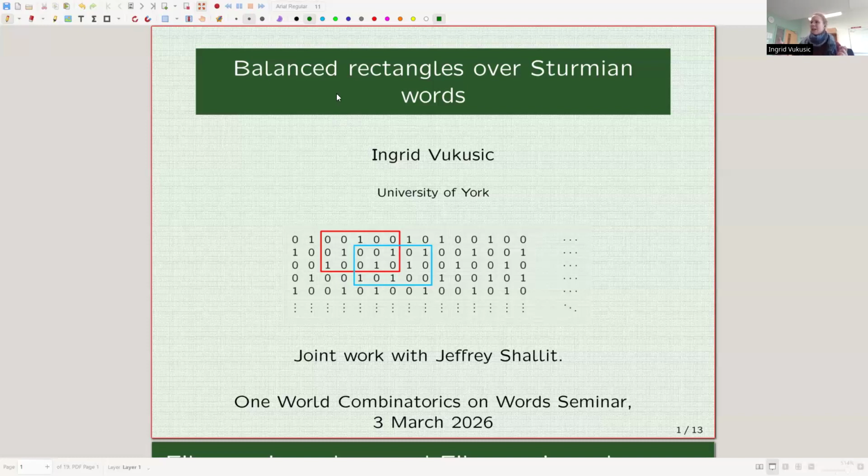In particular, we'll have to translate the problem from rectangles into intervals and the distribution of n alpha mod 1 and a little bit of Diophantine approximation. But even if you don't know any Diophantine approximation, I think this talk should be really accessible for everybody. So let's start. I can't see anybody, but I hope you're all there and feel free to interrupt anytime.